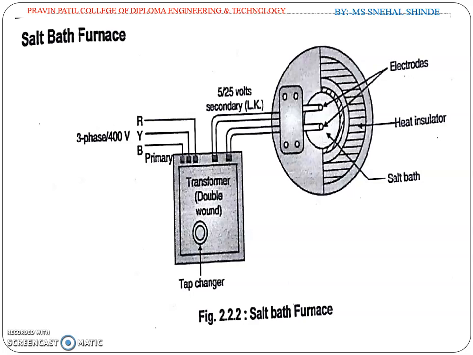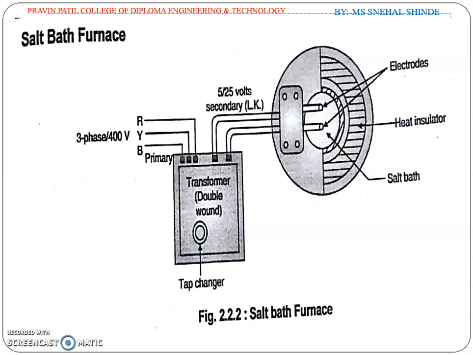The construction of this salt bath furnace: a step down transformer provided with tappings, 400 V to 5 to 20 volt, is used for this furnace. It has a 3-phase primary and single-phase secondary. The electrodes are connected to the secondary as shown in the figure. These electrodes are put in the bath and current is circulated through the electrodes.